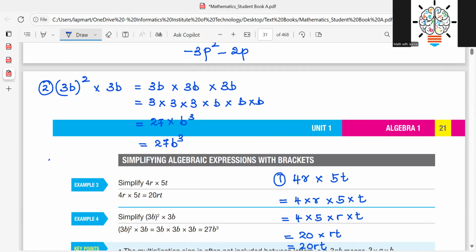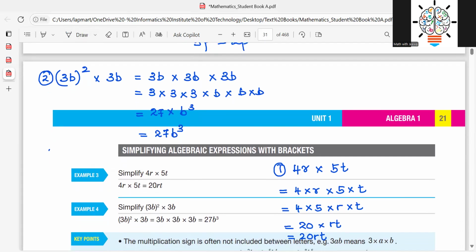Okay, so if you have the bracket and the index, that index always tells us how many times you want to multiply the base value. So here the base is 3b. The whole thing will be the base. So I wrote 3b 2 times, and then the remaining 3b separately. So then I can multiply all 3 together. 3 times 3, 9. 9 times 3, 27. And b, when you multiply 3 times, it becomes b to the power 3. 27b to the power 3.